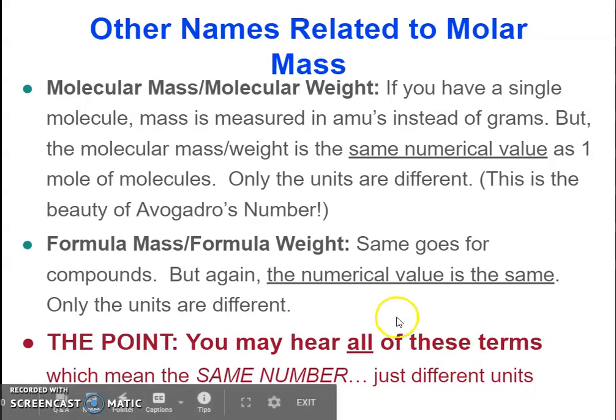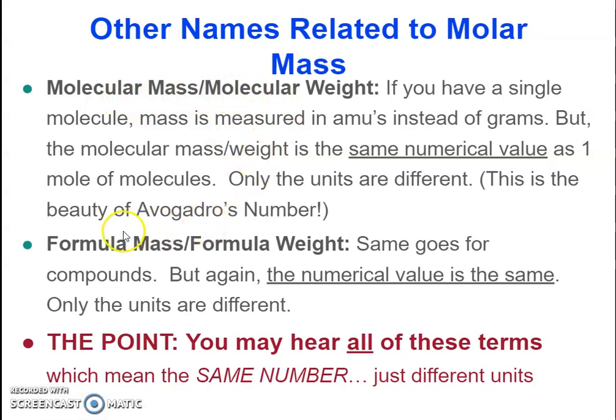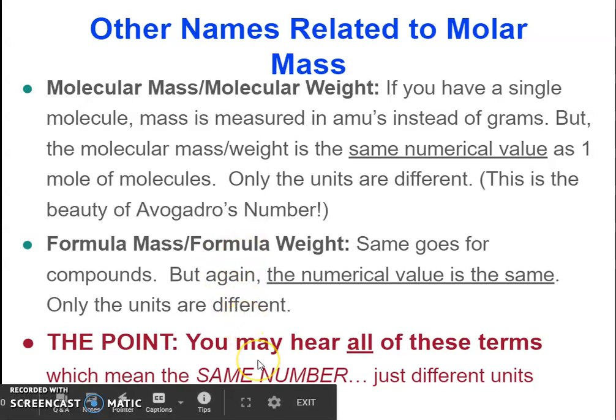All right, just a couple things that might crop up as you're doing these problems. You'll usually see those referred to as molecular mass or molecular weight. All right, occasionally you'll see formula mass or formula weight. So this is for ionic compounds that are technically not molecules. So sometimes they'll just be called formula weight. You may hear all of these. They basically mean the same thing. You're still going to go to the periodic table. You're still going to find the atomic mass.